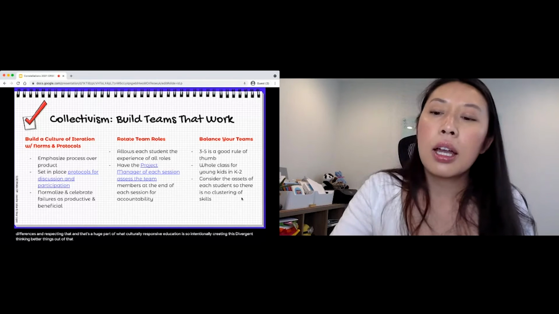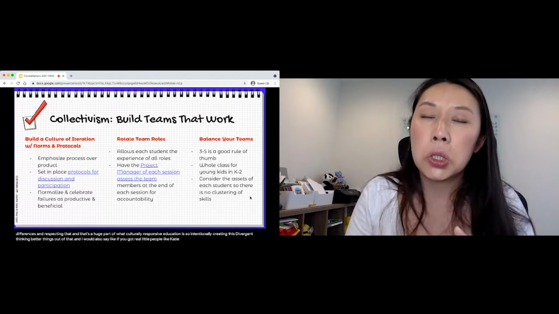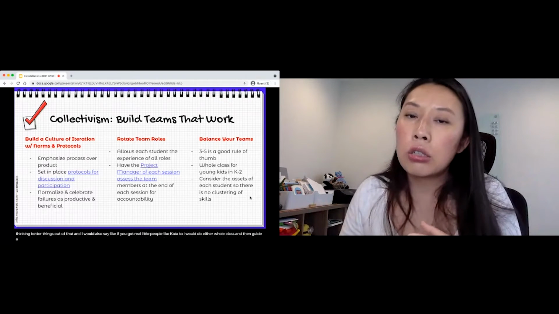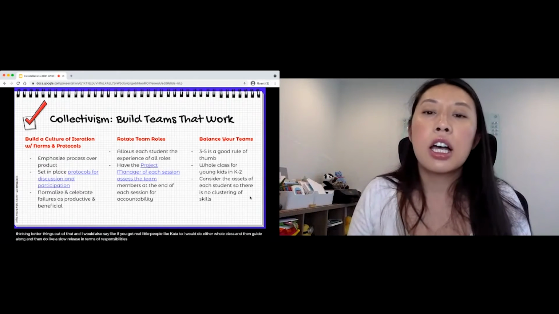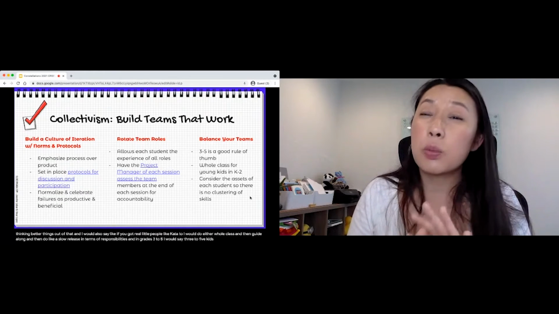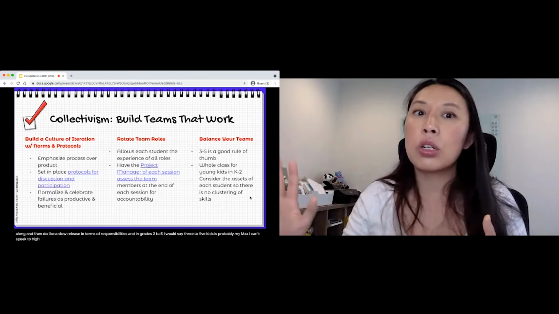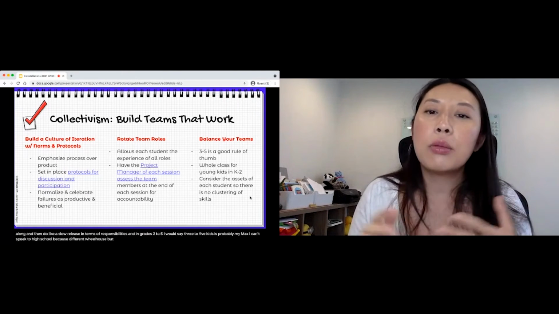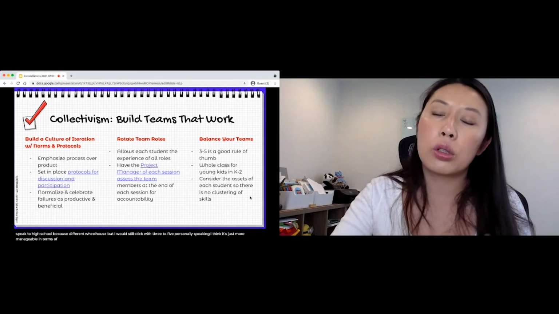And I would also say, if you've got real little people like K-2, I would do whole class and then guide along and then do a slow release in terms of responsibilities. And in grades 3 to 5, I would say 3 to 5 kids is probably my max. I can't speak to high school because it's a different wheelhouse, but I would still stick with 3 to 5, personally speaking. I think it's just more manageable in terms of workload and the responsibilities.